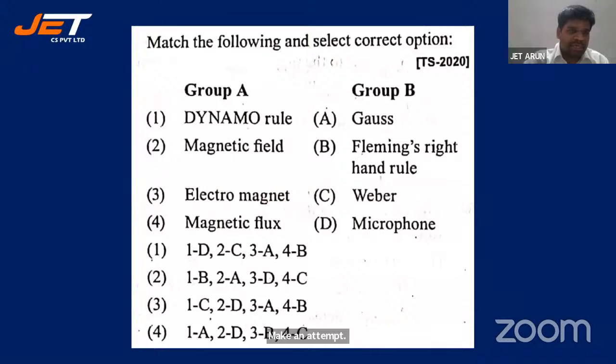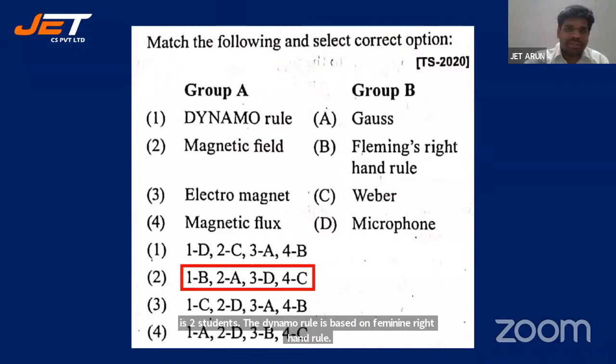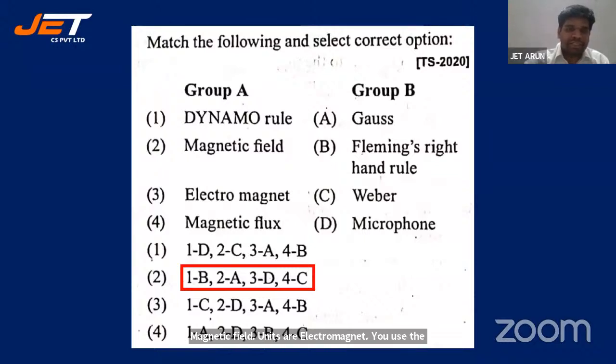Okay, let's look at the key, students. I got almost all the answers. Key is 2, students. The dynamo rule is based on Fleming's right-hand rule. Magnetic field, units are Gauss. Electromagnet, used in a microphone. Magnetic flux, units are Weber. So 2 is absolutely right, students.